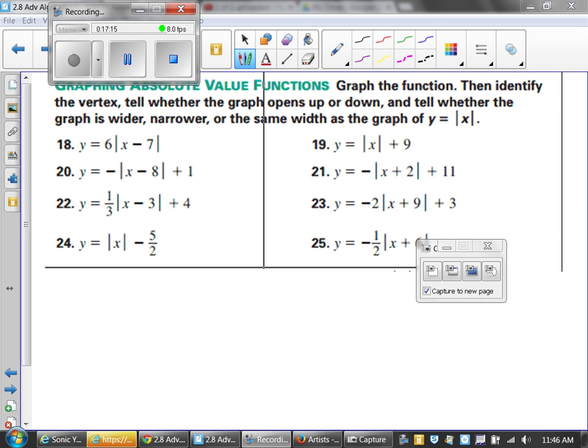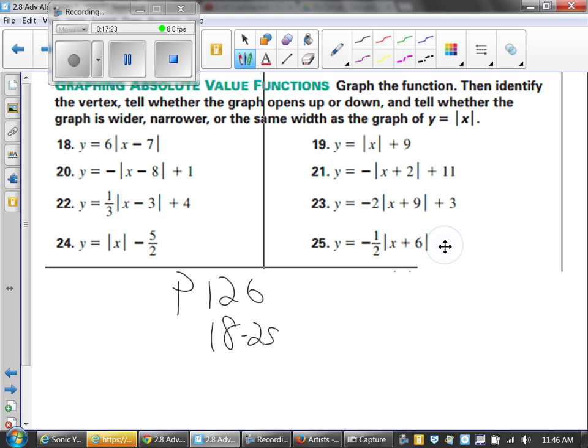This is on page 126. I want you to do 18 through 25. Real fast though, guys, before we get out of here. On number 21, you change your intercept to 10, just so it fits.